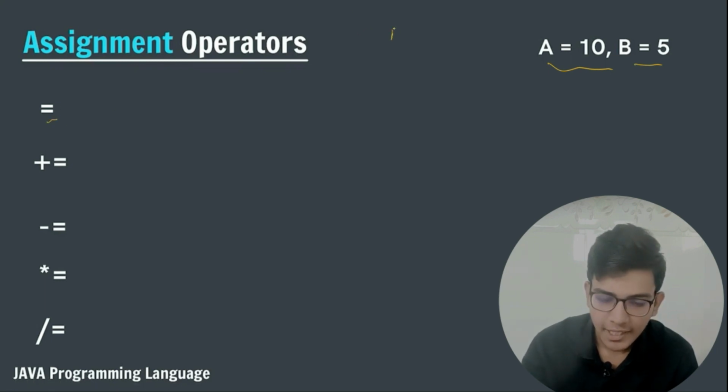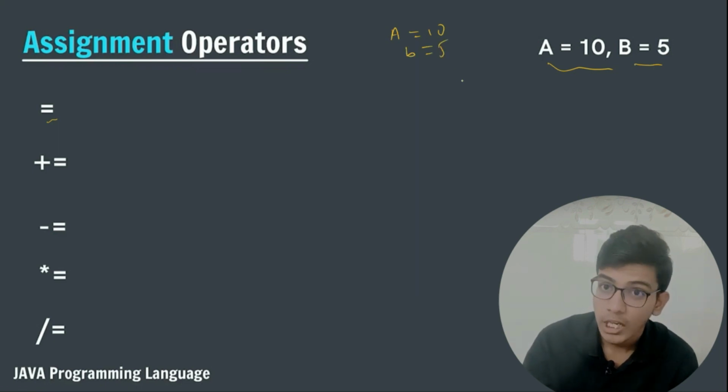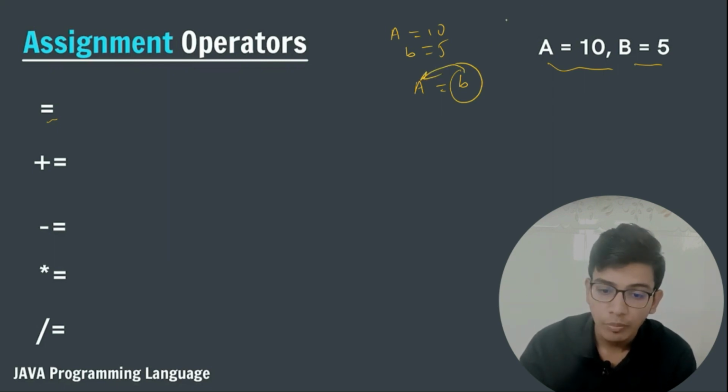So let us take a is equals to 10 and b is equals to 5, and again I want to change the value of a and change it into the value of b. So I am just assigning a is equals to b, and this will assign the value of b into a. Let us understand it in terms of memory allocation.